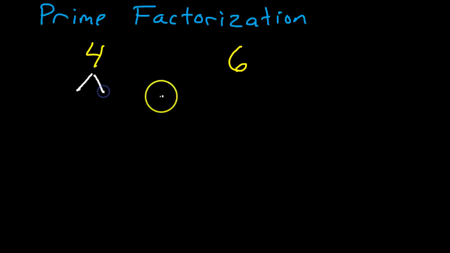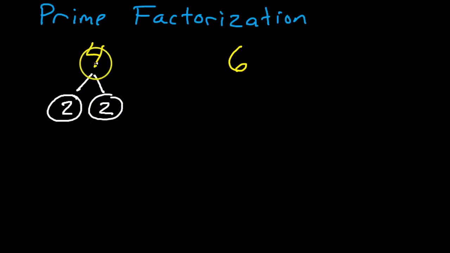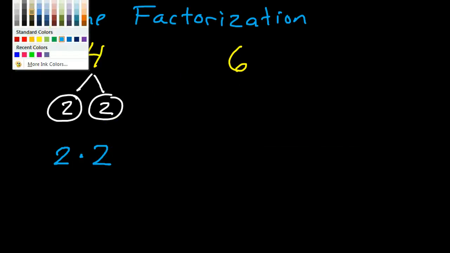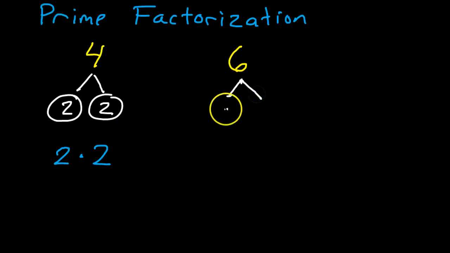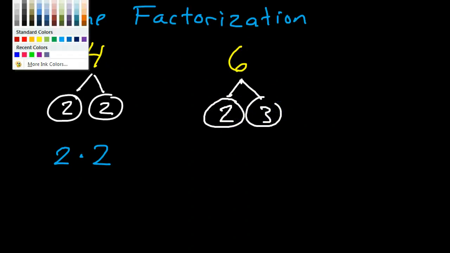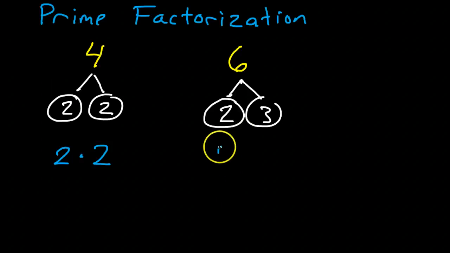So the factor tree will help you find the prime factorization. 4 is 2 times 2, and so these are prime numbers already. So the prime factorization of 4 is simply 2 times 2. Let me show the prime factorization in blue. Okay, so the prime factorization of 4 is 2 times 2. Now, the factor tree for 6, it's 2 times 3. These are both prime numbers. So the prime factorization for 6 is 2 times 3.